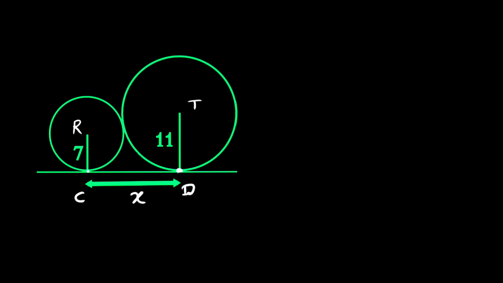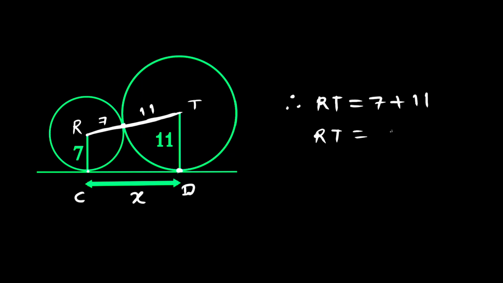The first thing we need to notice is that when two circles touch externally, the line joining their centers passes directly through their common point of contact. Because of this property, the distance between the centers is simply the sum of the two radii. So let's calculate that. RT equals 7 plus 11, which gives us 18.